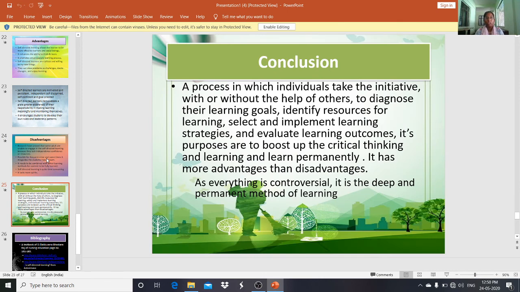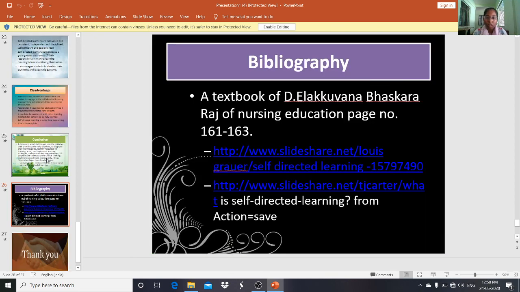Next, coming to the conclusion. It is a process in which individuals take the initiative, with or without the help of others, to diagnose their learning goals, identify the resources for learning, select and implement their learning strategies, and evaluate the learning outcomes. Its purposes are to boost critical thinking and learning, and to learn permanently. It has more advantages than disadvantages. Although everything is controversial, it is a deep and permanent method of learning. This is about self-directed learning.